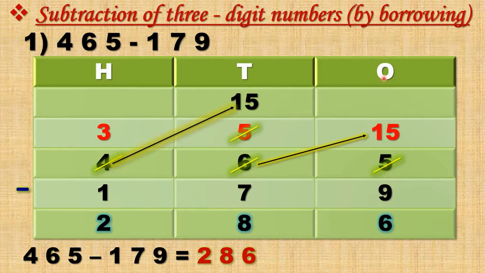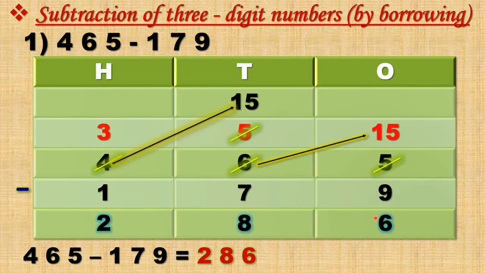Students, we cannot subtract 9 ones from 5 ones. Can we subtract a bigger number from a smaller number? No, we can't. So what will we do? We'll borrow 1 ten from 6 tens. So 6 will become 5 in tens place and 5 will become 15 in ones place. Now we have to subtract 9 from 15. So 15 minus 9, we got 6 ones.